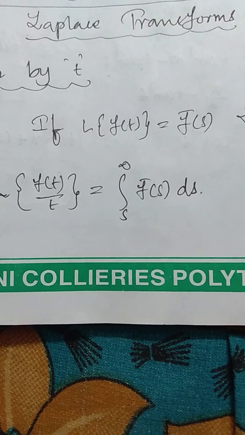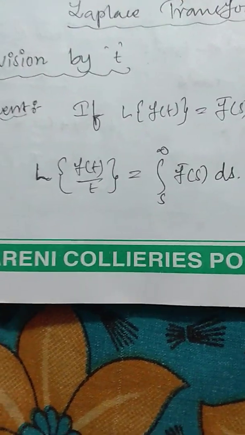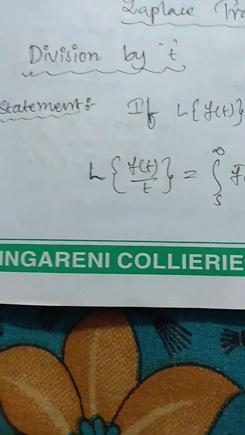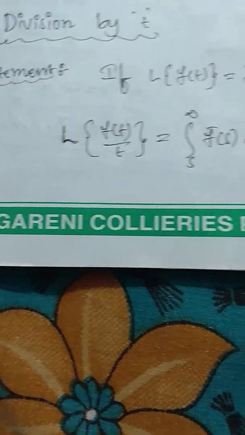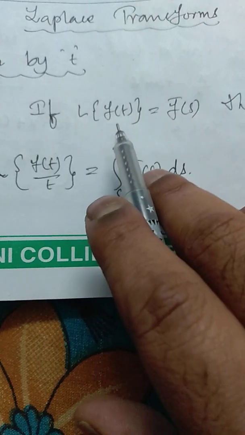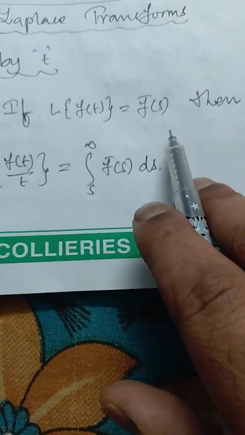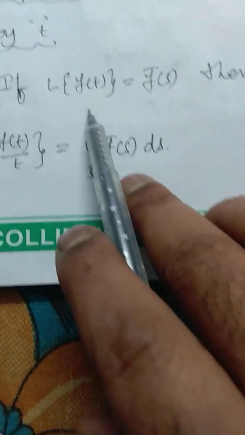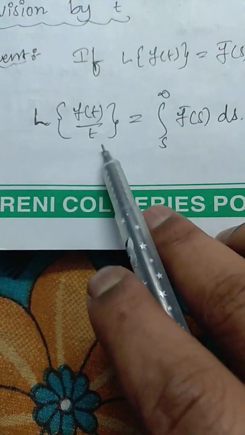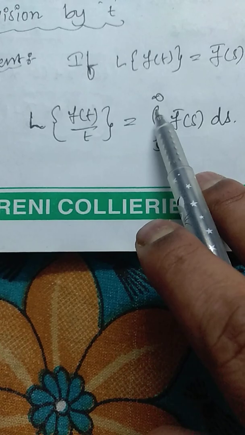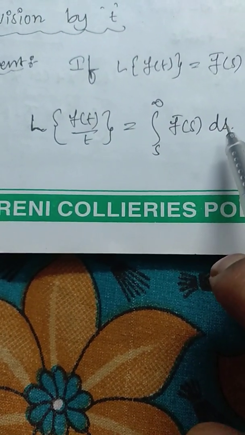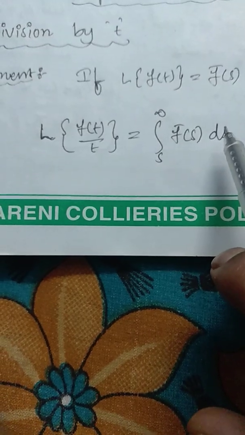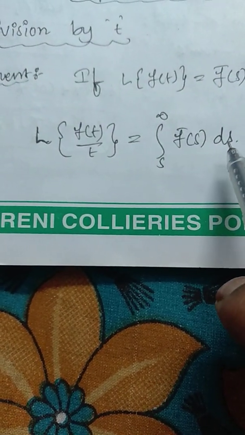Today we are discussing Laplace transform of division by t. Now discuss the statement. If Laplace transform of f of t is equal to a bar of s, then Laplace transform of f of t divided by t is equal to integral s to infinity a bar of s into ds. This is a very important statement, which we treat as a formula.